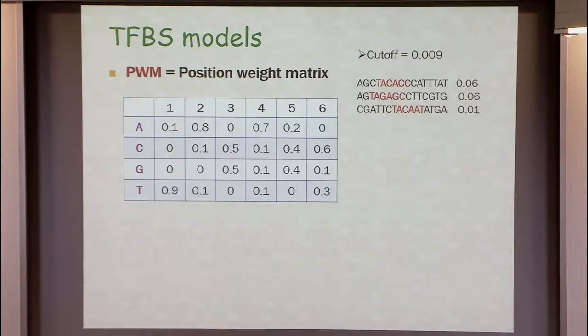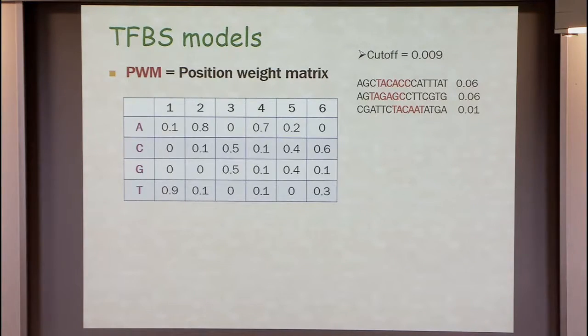So this is the example given here, and we can also get a score for each binding site. We can go over the 6-mers in this sequence, multiply the probabilities and get a score, and say that if the binding site is over the threshold, in this example 0.009, it is considered a binding site. And this is a very useful model. I think there is a phrase that says that all models are wrong, but some are useful, so this is one of those useful models.